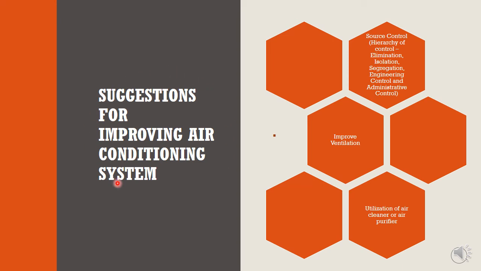Alright, so there are suggestions for improving the air conditioning system so that we will have good indoor air quality. The first one is to know the source of the problem. For example, just now, mold. So we have to know how to control the source. There are several steps that we can use to control the source. I just mentioned it here: the hierarchy of control. There's elimination, isolation, segregation, engineering control, and administrative control.